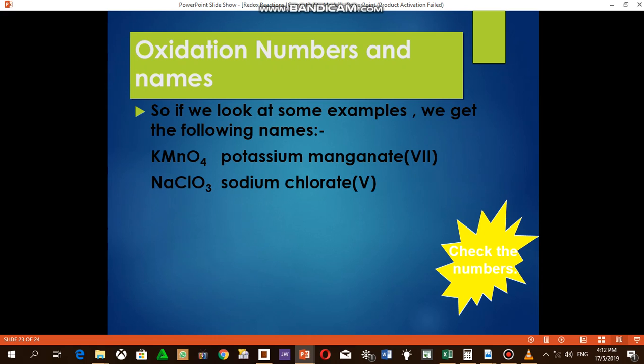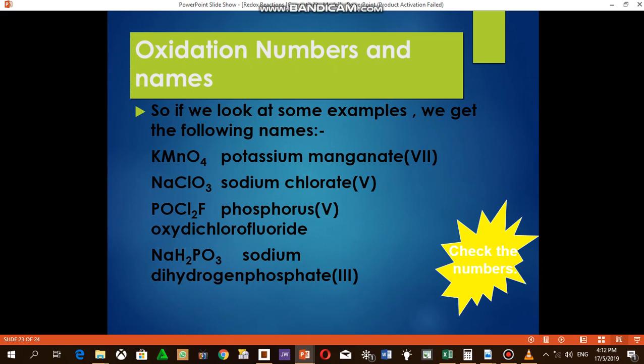The chlorate(V). So what's the chlorate for? The chlor- is chlorine. So in this case, chlorine has an oxidation state of +5. -ate, remember I said that's an anion with oxygen. So we have chlorate(V) to indicate that the oxidation state of chlorine is +5. Phosphorus(V) oxydifluoride. The 5, notice where it is placed. It's after the element. Phosphorus(V), which means the phosphorus has a +5.